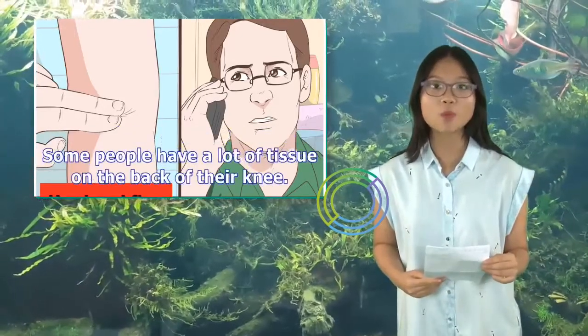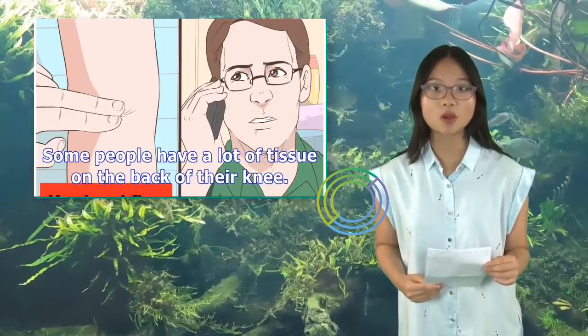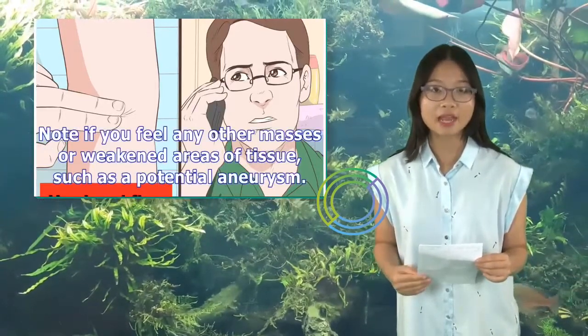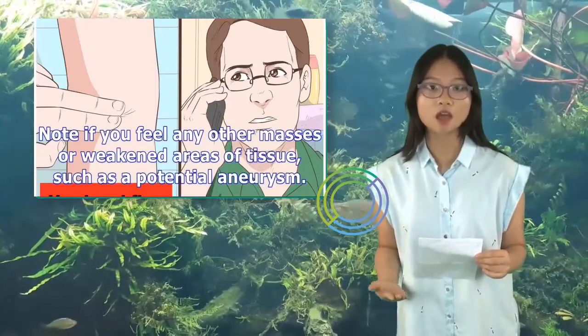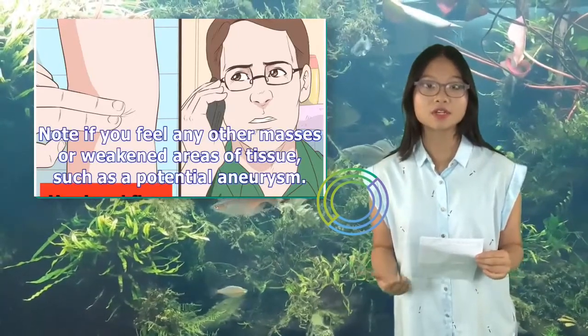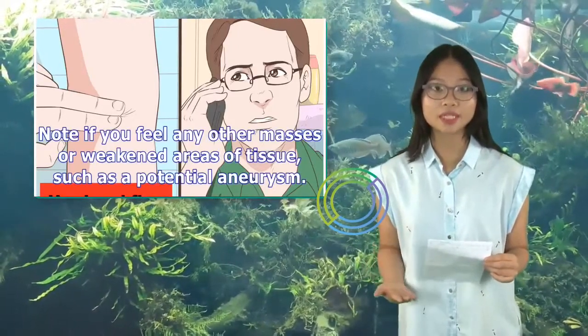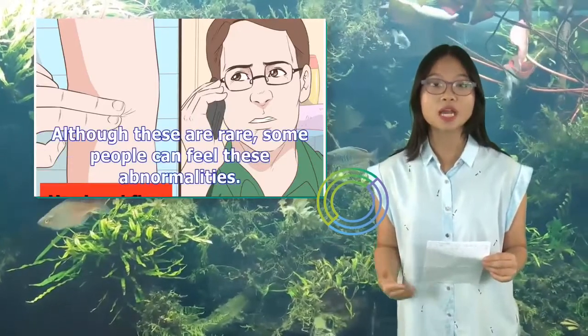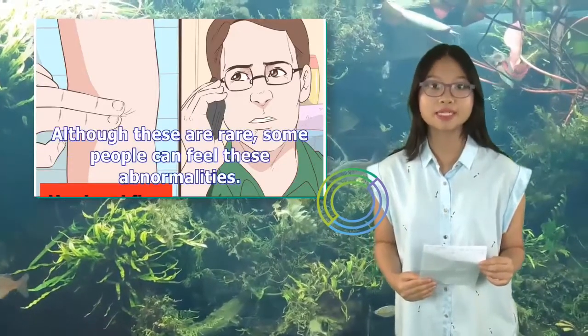Some people have a lot of tissue on the back of their knee. Note if you feel any other masses or weakened areas of tissue, such as a potential aneurysm. Although these are rare, some people can feel these abnormalities.